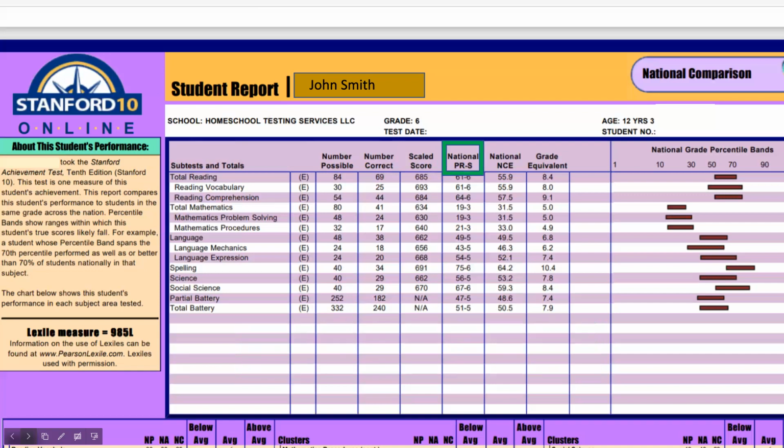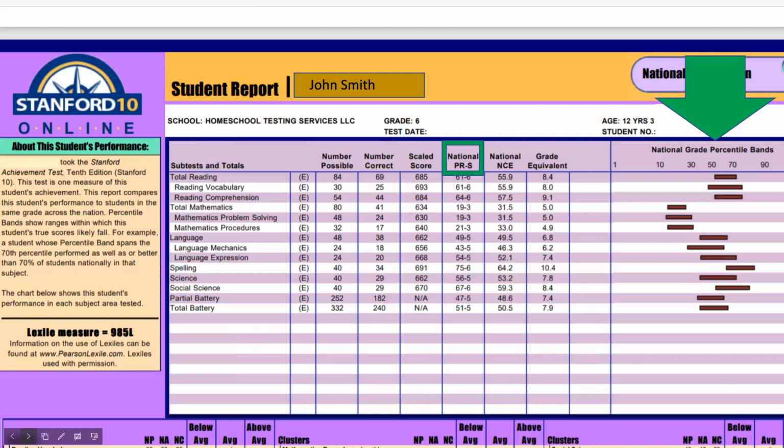Next, let's look at the National PR-S. The PR stands for National Percentile Rank. The S stands for Stanine. The percentile rank indicates how many students in a norm group had scores that were the same or lower than John's score. A percentile does not indicate the percentage of questions that your student answered correctly. Here, the percentile rank is being compared to the national norm.